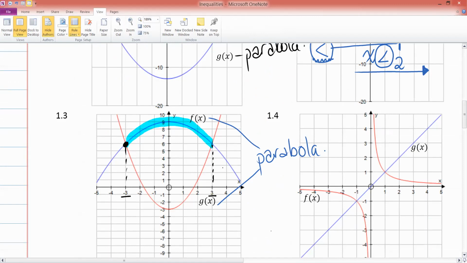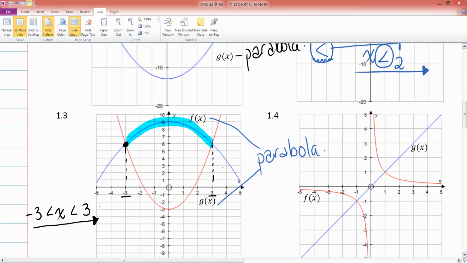So using those reference points, if my shading is unbroken, as you can see here, it's between 2 points. So your answer for this one is going to be x is strictly between -3 and 3. Look at the direction of your arrows. Your arrows always have to look like that for these ones which are unbroken. So this would be your answer for this inequality here.